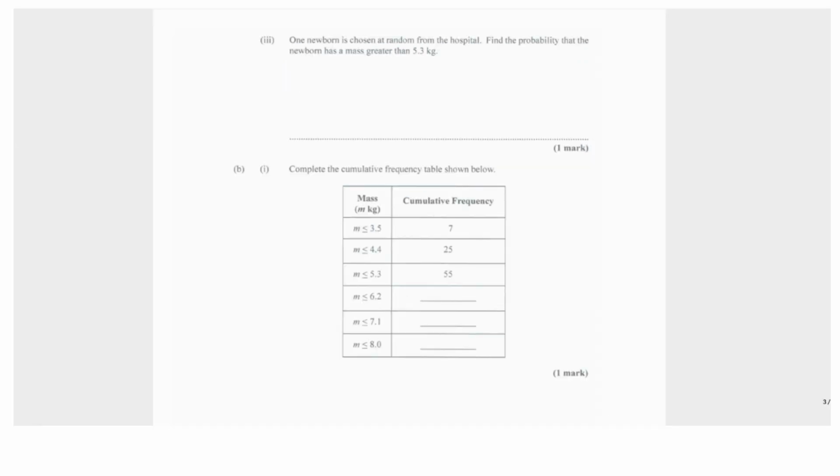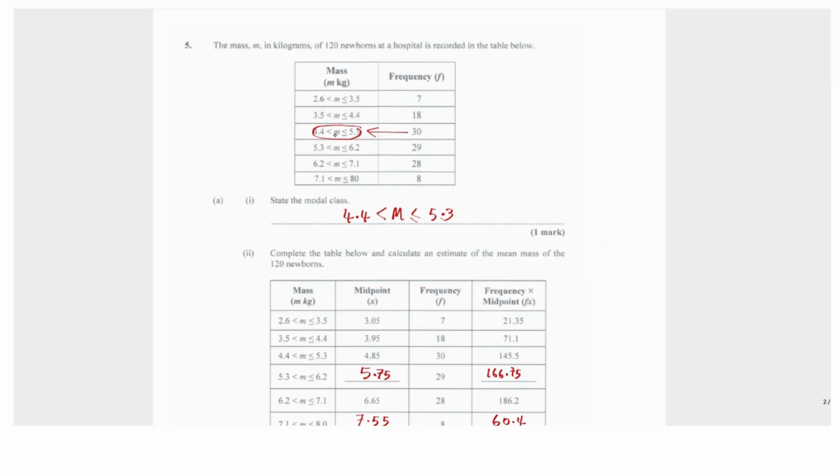So in part 3, one of the newborns is chosen at random from the hospital. Find the probability that the newborn has a mass greater than 5.3 kilograms. So we need to look back at the table here. A mass greater than 5.3 kilograms would be from this region onwards. So what we need to do is add up 29 plus 28 plus 8 and write that as a fraction of 120. Let me annotate this here.